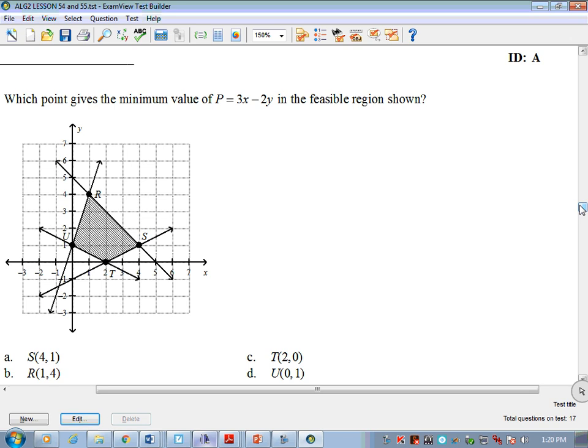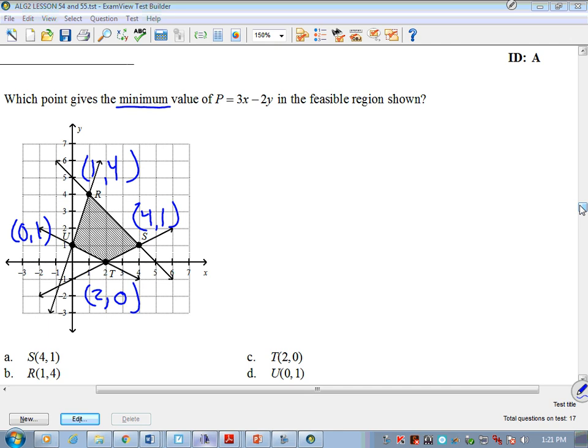Okay, what point gives the minimum value? All right, that's the important part to make note of, that we're not looking for the largest number, we're looking for the smallest number. Now, we should be good enough to look at our coordinate pairs, right? The first thing I'm going to do is identify the coordinate pairs. All right, it looks like 1, 4 here. Looks like 4, 1 there. Here I've got 2, 0, and up here I've got 0, 1.